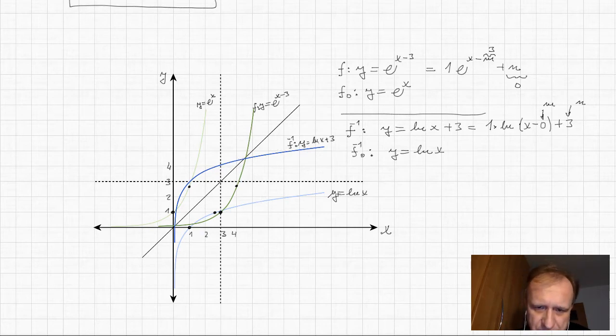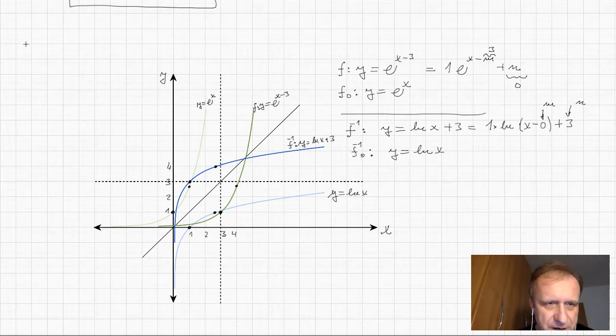And the original logarithm is in a different shade of blue. It's there on the original position. Now you see this point here with coordinates (1, 0) has translated to this new position (1, 3), and this point has been translated to the new position there. Okay, so these are the two graphs, and perhaps that should be it for this part of the exercise.